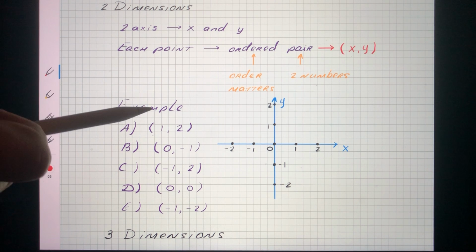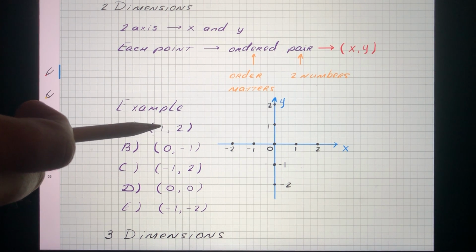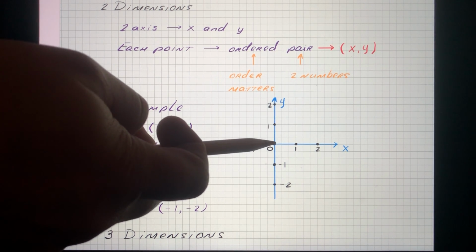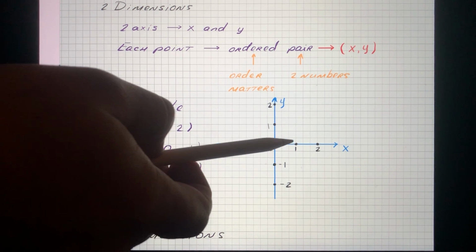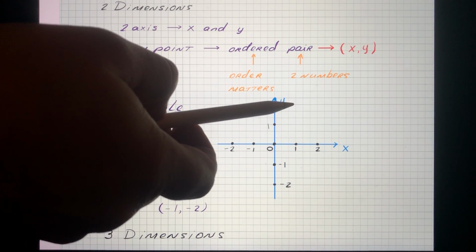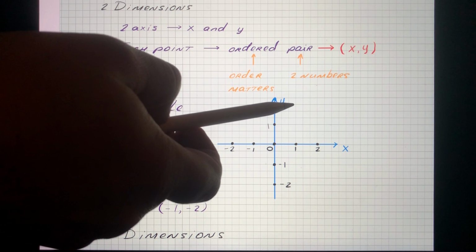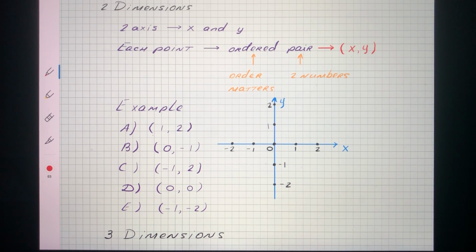So the first one, 1, 2. This means we begin at the crossroads, at the origin, and then we count 1 unit forward and then 2 units up, which lands us right here. So let's put that point where it belongs. 1 unit forward, 2 units up. This is the point A.